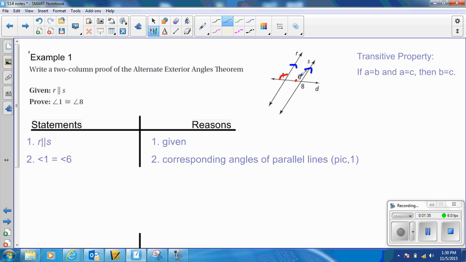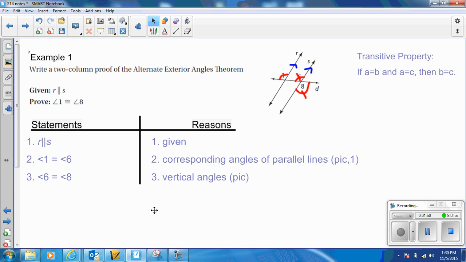I better mark my congruent stuff here. Angle 1 and angle 6 are congruent. And then I see angle 6 and angle 8 are congruent to each other because they're vertical angles. And I get that from the picture. Well, if angle 1 equals angle 6 and angle 6 equals angle 8, then wouldn't that imply that angle 1 equals angle 8?